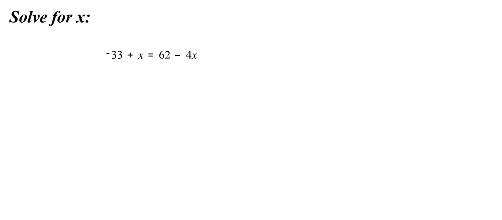Solve for x. So here we have minus 33 plus x equals 62 minus 4x. Okay, so let's remember that we need to make sure that whatever we do to one side of the equation, we've got to make sure we do to the other side. And in that way, we keep the whole thing balanced.